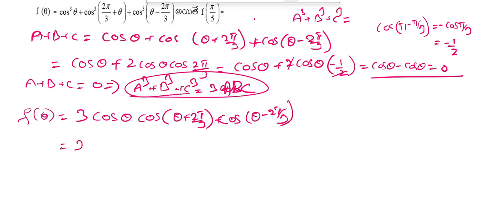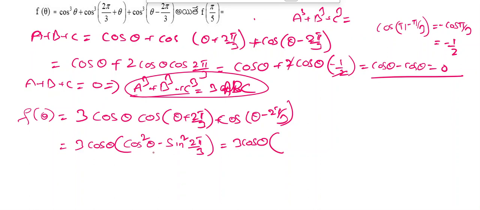That is equal to 3 cos theta into cos of a plus b into cos of a minus b. This is cos square theta minus sine square 2 pi by 3, that is equal to 3 cos theta into cos square theta minus sine square 2 pi by 3. Sine 2 pi by 3 value is written as sine 120. Sine 120 is 90 plus 30, this is cos 30. Cos 30 value is root 3 by 2 square, that is root 3 by 2 whole square, that is 3 by 4.